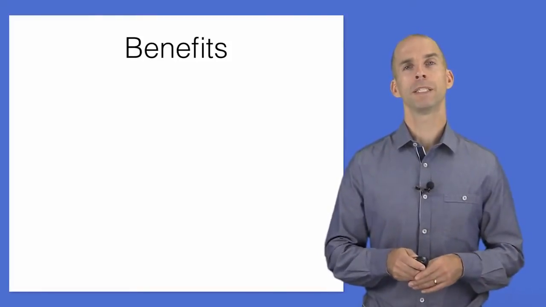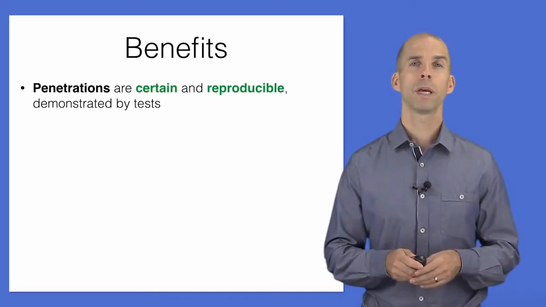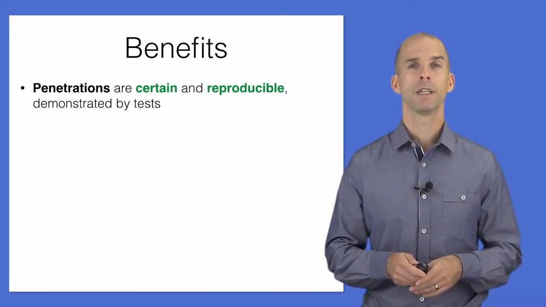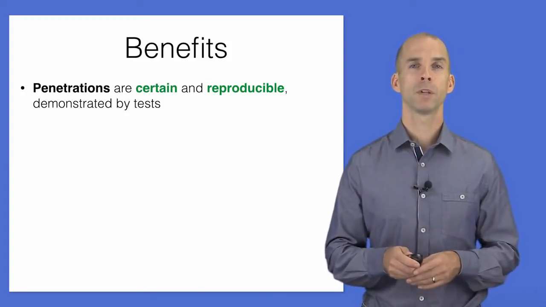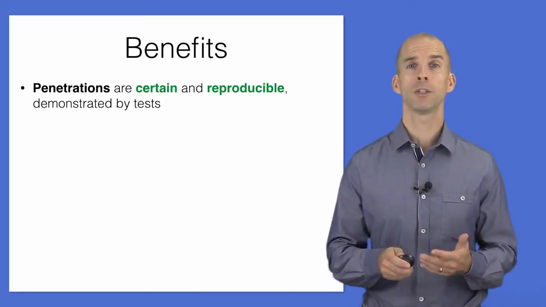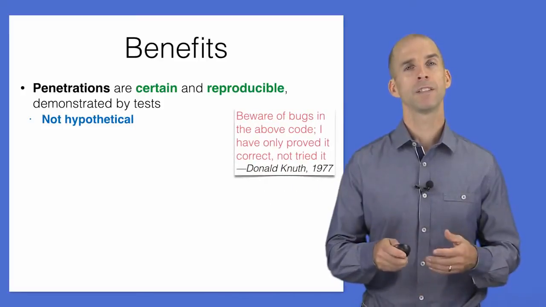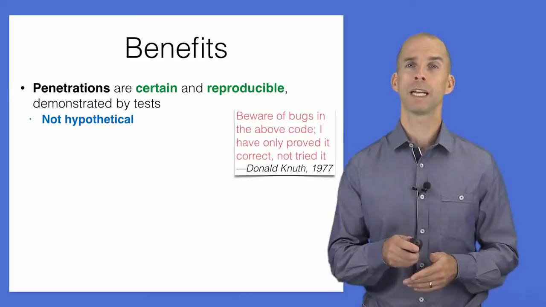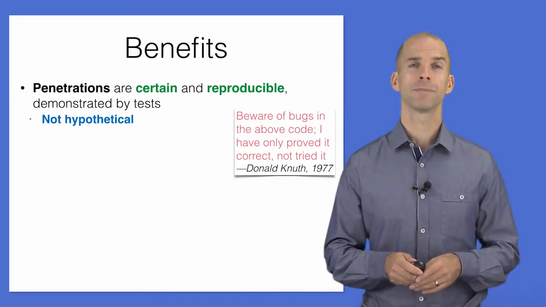Why should we do pen testing? Well, it has several benefits. First, penetrations are certain. After all, they have been demonstrated. Hopefully, they also come with some reusable evidence. For example, evidence of an SQL injection could be the exploit payload entered in a form field of a web application. As such, unlike errors produced by, say, code reviews or static analysis tools, penetrations are not hypothetical.